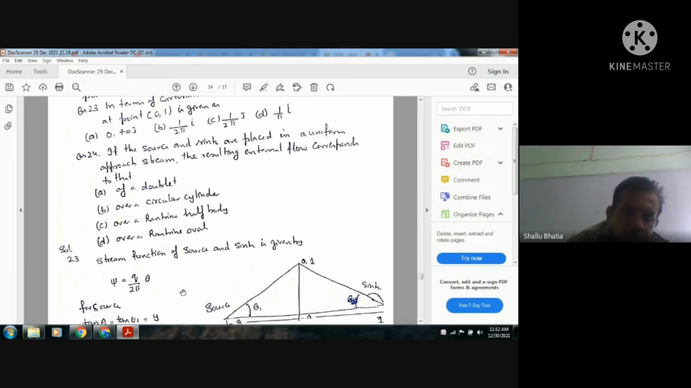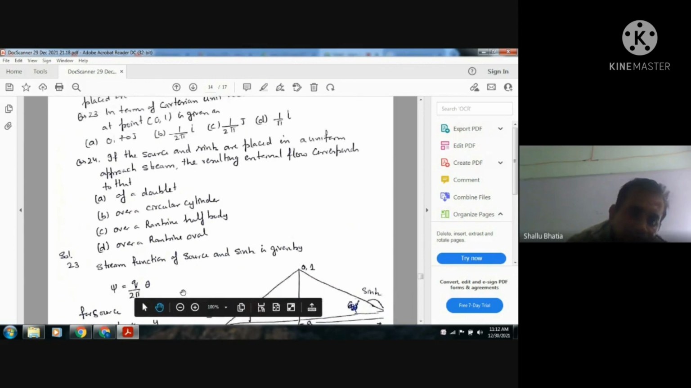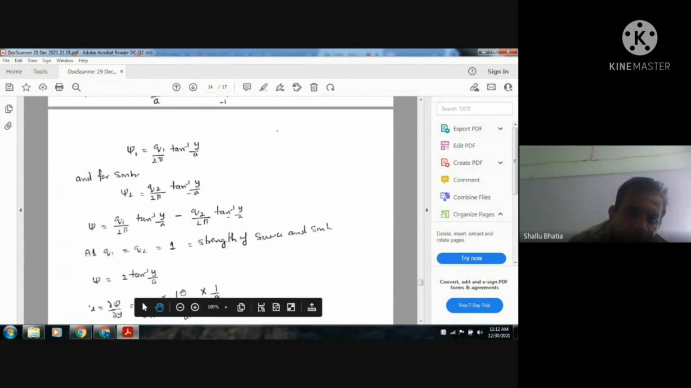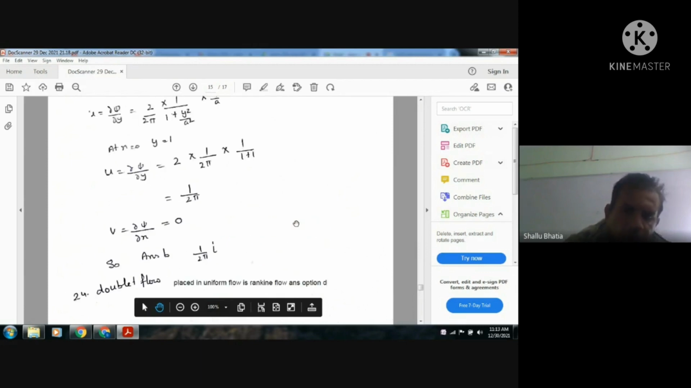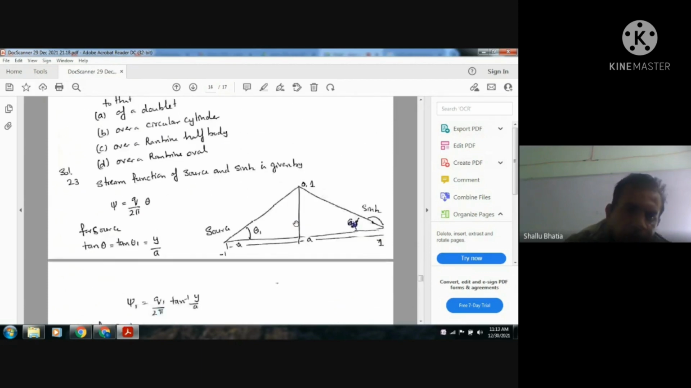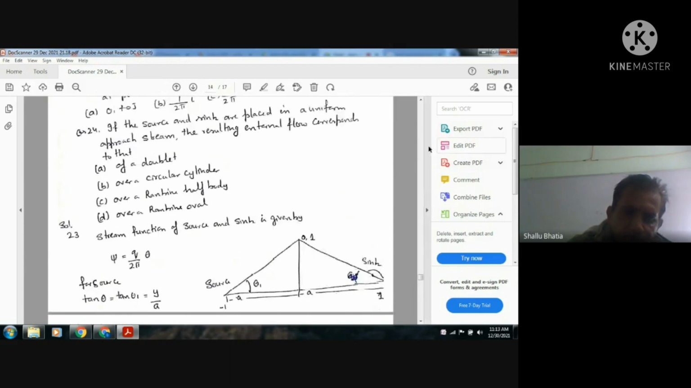Okay. So when the source and sink are combined, they form a doublet. So it is a doublet placed in a uniform flow, which gives a Rankine oval. Okay, so option D is the right answer. Okay, thank you.